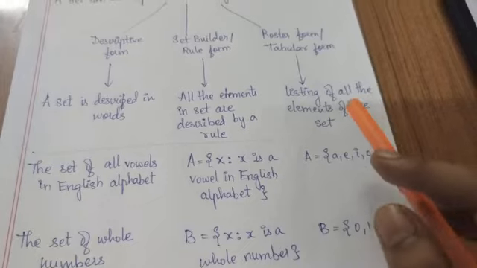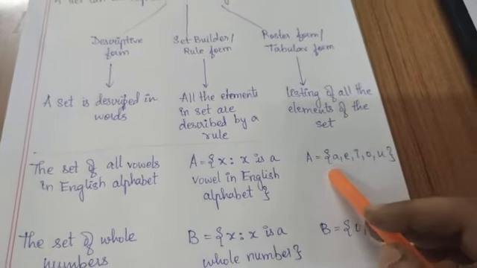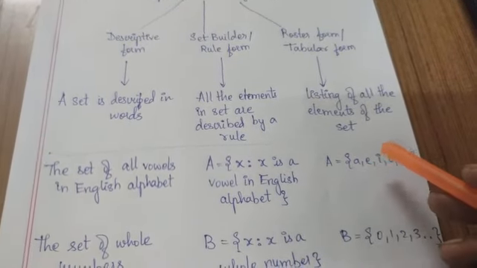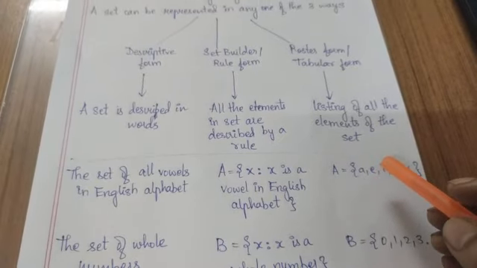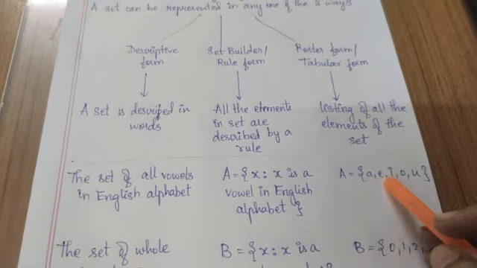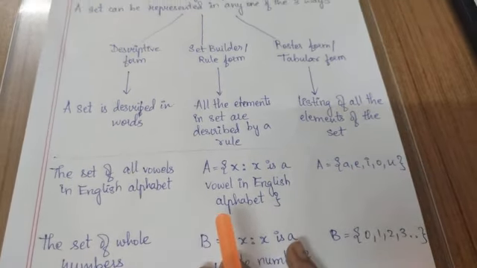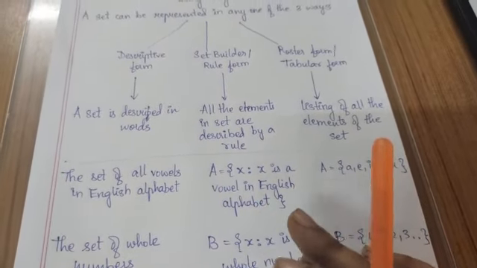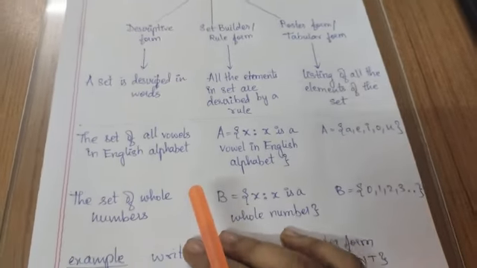Roster form, that is listing of all the elements of the set. So அந்த செட்டில் இருக்கிற எலிமெண்ட்ஸை வந்து if you list it out, it is called roster form. For example, vowels என்னெல்லாம் இருக்கு? A, E, I, O, U. So if you list out the vowels like A is equal to அப்படின்னு போட்டு if you write a set listing out the elements, it is called roster form.